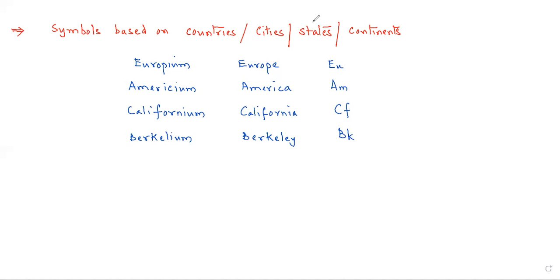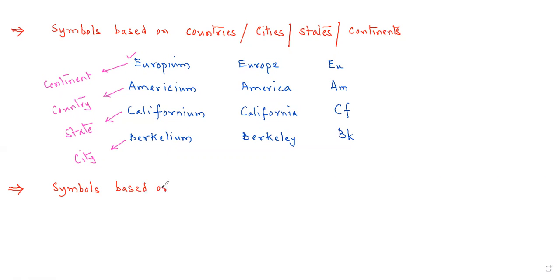Okay, so based on continent, based on the name of a country, based on the name of a state, based on the name of a city. All right. So this way, elements were given symbols. Now, some elements were given symbols based on the names of scientists. Of course, many elements were given based on the names of scientists.